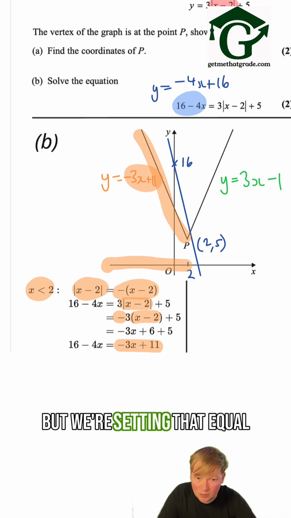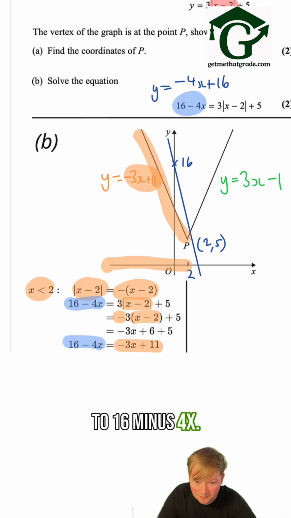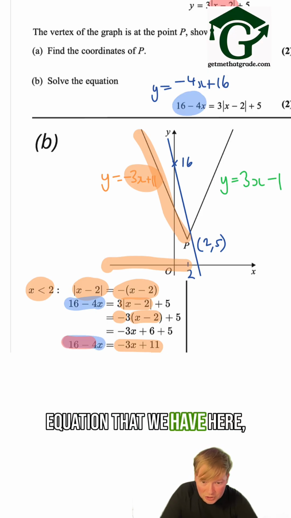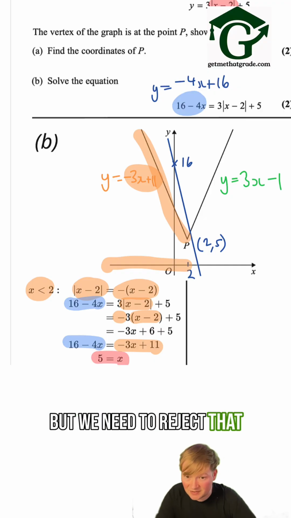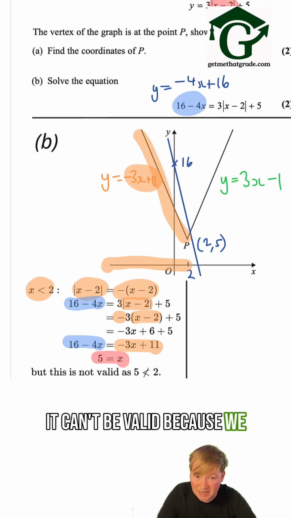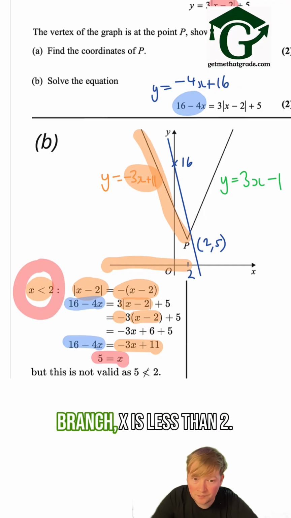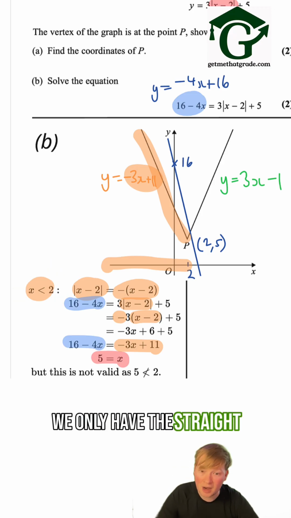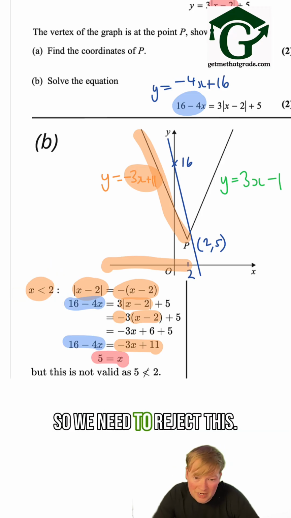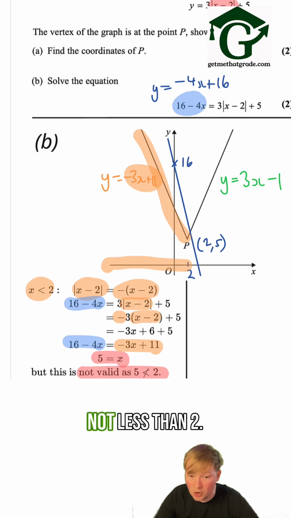But we're setting that equal to 16 minus 4x. Now, if you solve this equation that we have here, you actually end up with x equals 5. But we need to reject that solution. It can't be valid because we said that on the orange branch, x is less than 2. We don't have the full straight line. We only have the straight line up to x equals 2. So we need to reject this. We say it's not valid as 5 is not less than 2.